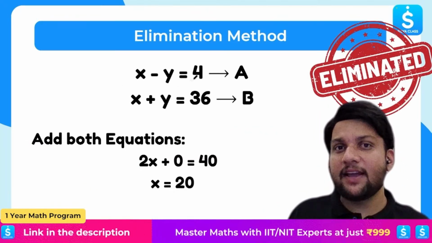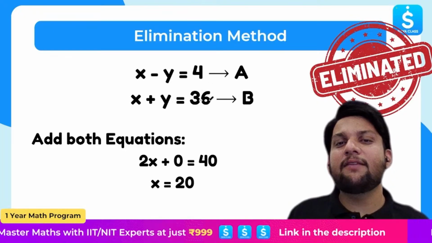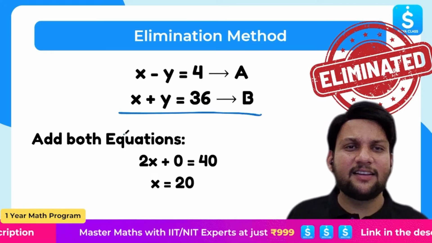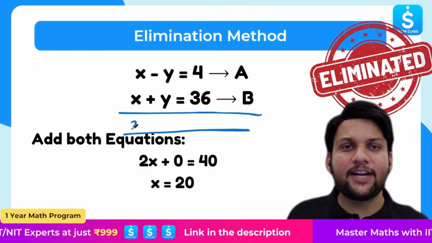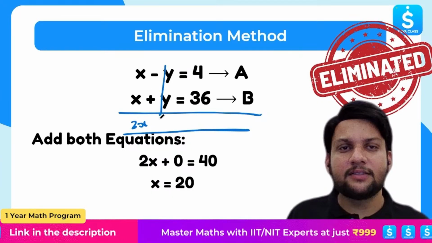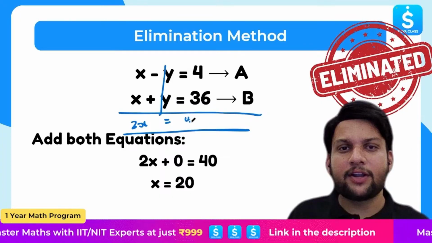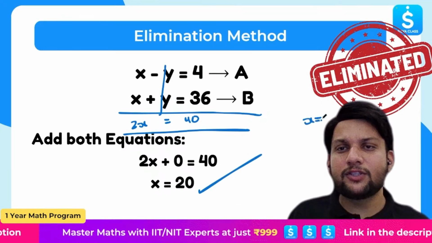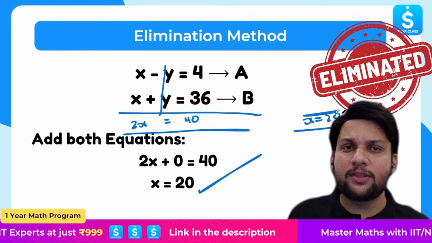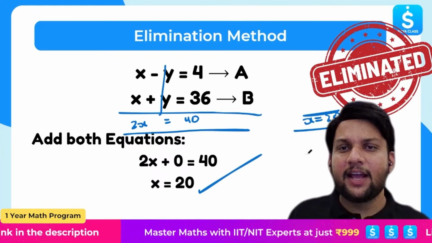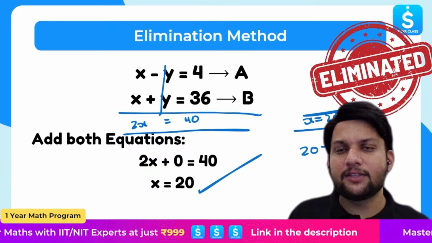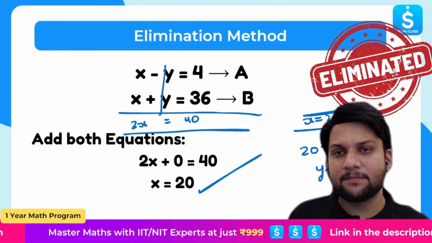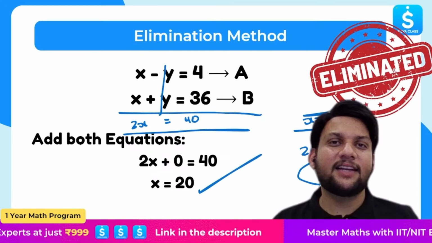Now we have x minus y equals 4, equation A, x plus y equals 36, equation B. Let's just add these two equations. So x plus x, I will get 2x, minus y plus y, 0. 4 plus 36, 40. So I have 2x plus 0 equals 40, x equals 20. So x equals 20 is what we have gotten. Now put this value anywhere. Let's put it in equation A. I'm getting 20 minus y equals 4. I will take y here, 4 here. I will get y equals 16. See how quick it is.